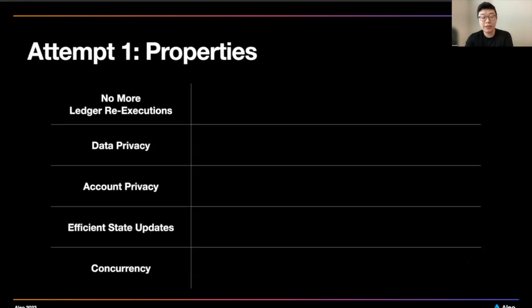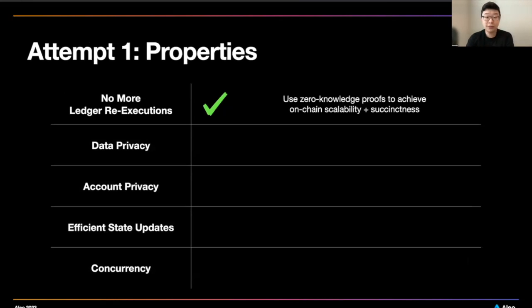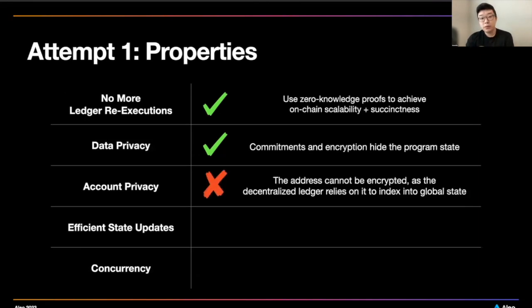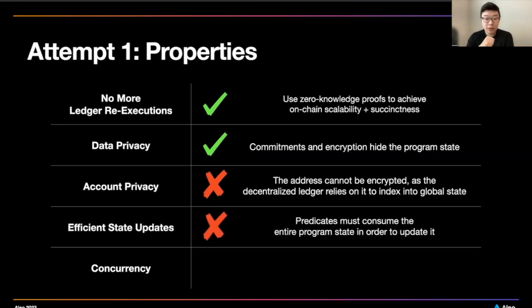And so to summarize the properties that we just established and the ones we established don't work, we said, first off, there's no more ledger executions, which is correct because we're using zero knowledge proofs now, and the proofs themselves attest to the transition. We also said that there's now data privacy because we're committing to balances and we're encrypting storage state. We just established there's no account privacy because addresses cannot be encrypted. They are fundamentally how we index into global state in the account model. It is in the name itself, the account model, that you index via your address. And so there is no account privacy there.